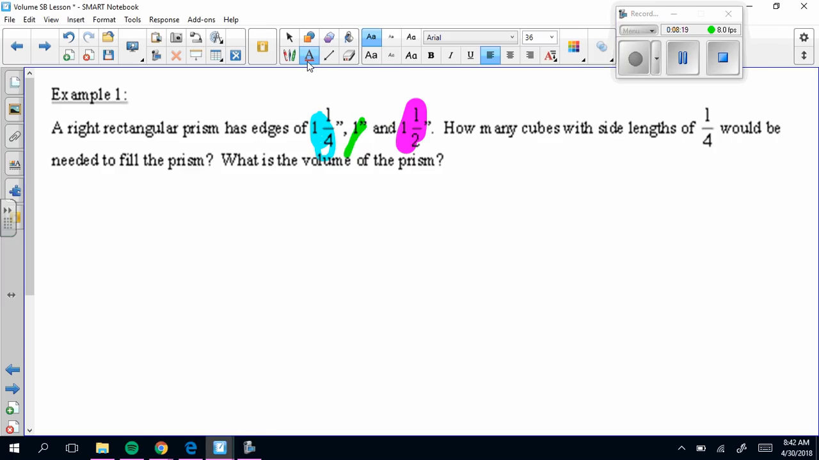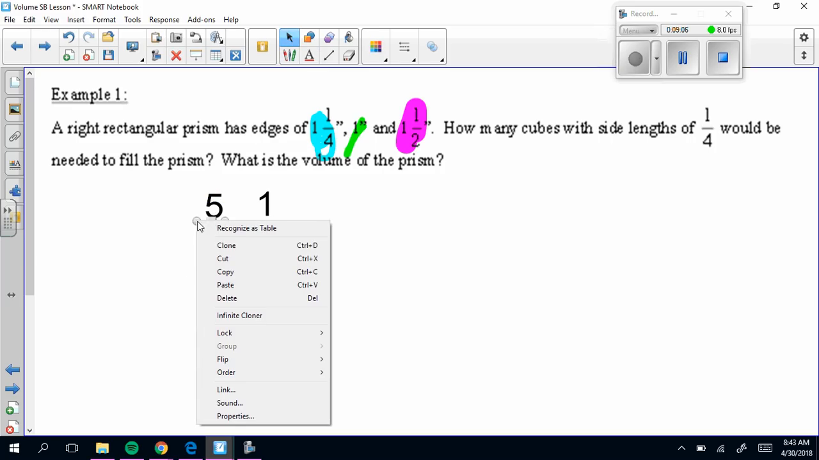So 1 1/4 here. If I wanted to turn it into an improper fraction, we have to multiply 4 and 1, which is 4, add 1, which is 5/4. So our dimension for this one is 5/4. And we know that our width is 1. Now, if I want to represent 1 as a fraction, I can do 1 over 1. So times 1 over 1.